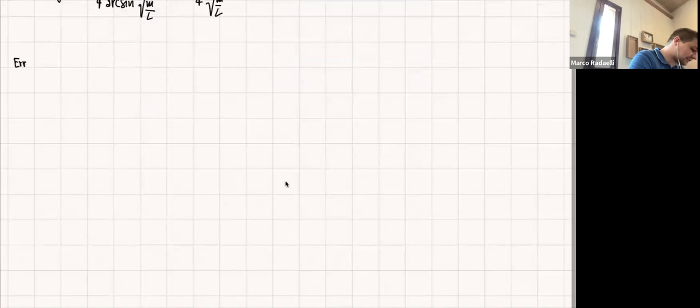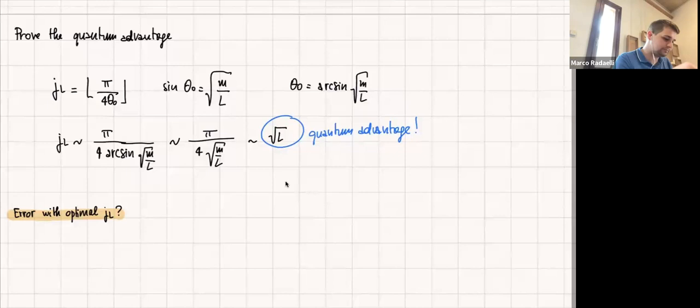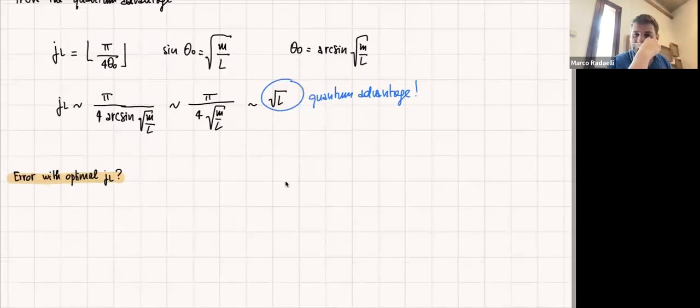So what's the error with the optimal JL? Okay, so questions about the quantum advantage and so on? Sorry, forgot to ask. No questions? Okay, move on.